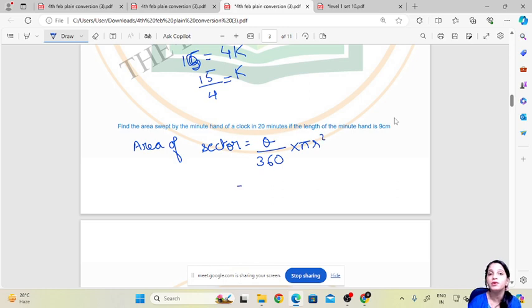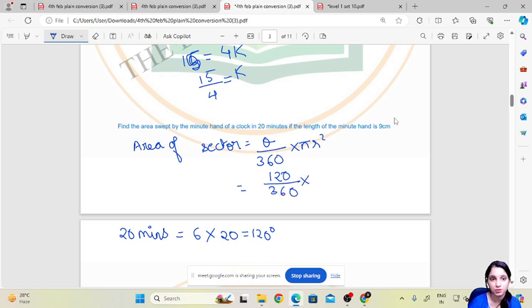Now here we don't have theta, but we have 20 minutes. So we have to convert these 20 minutes into degrees. 1 minute is 6 degrees. So 20 minutes will be 6 into 20, which is 120 degrees. So here it will be 120 upon 360 into pi.